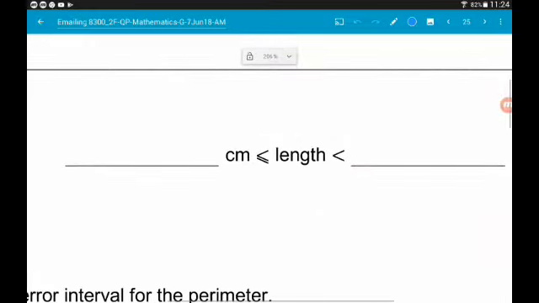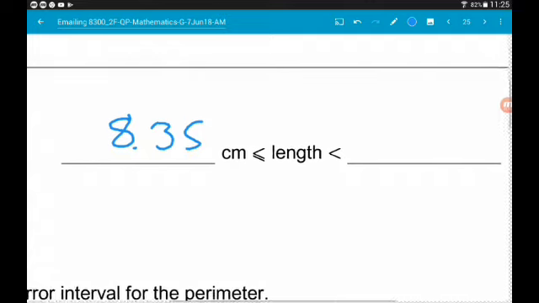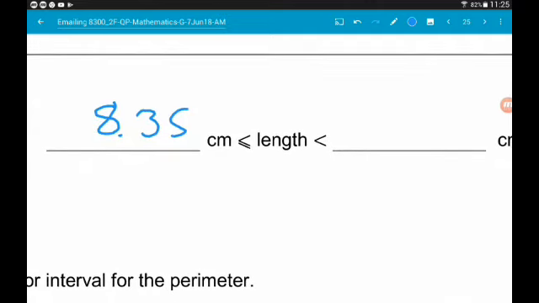So the lower bound is the smallest number that would round up to 8.4 to 1 decimal place. So that would be 8.35, and the upper bound is the smallest number that wouldn't round down to 8.4. So that is going to be 8.45.